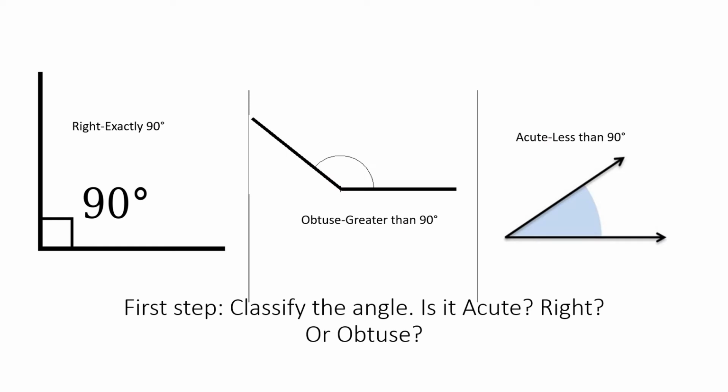Your first step in measuring angles is to classify the angle. Is it acute, right, or obtuse? And if you remember, a right angle is exactly 90 degrees. An obtuse angle is greater than 90 degrees, and an acute angle is less than 90 degrees.